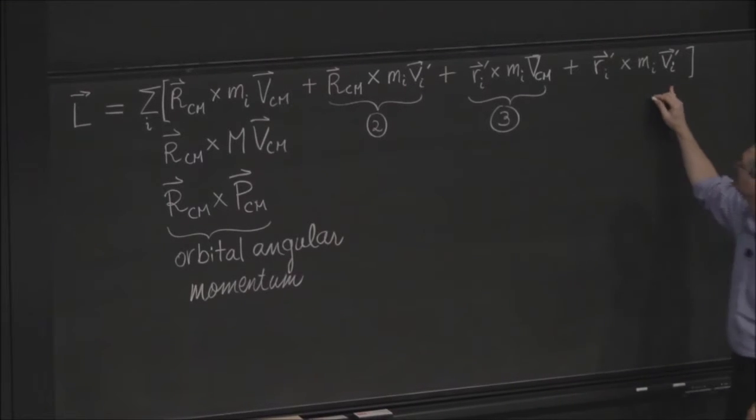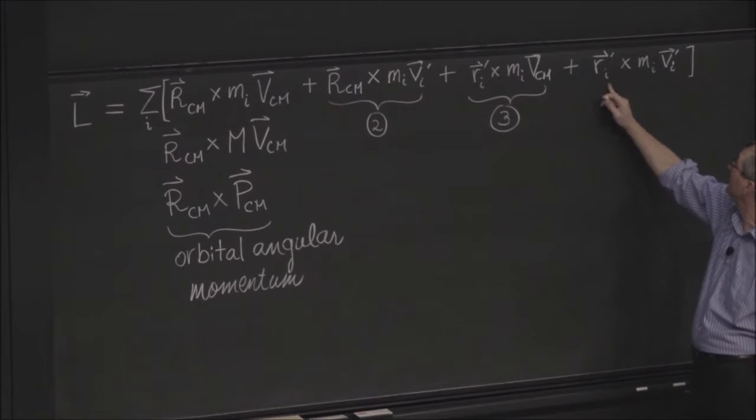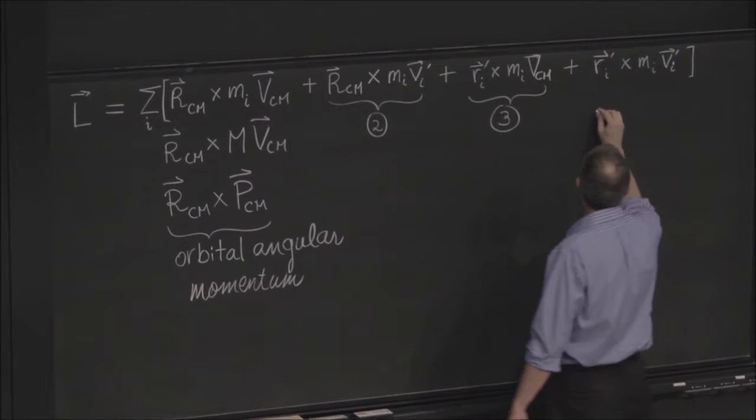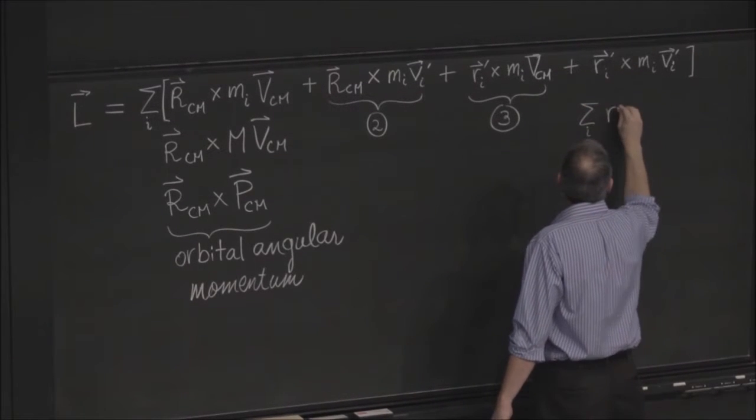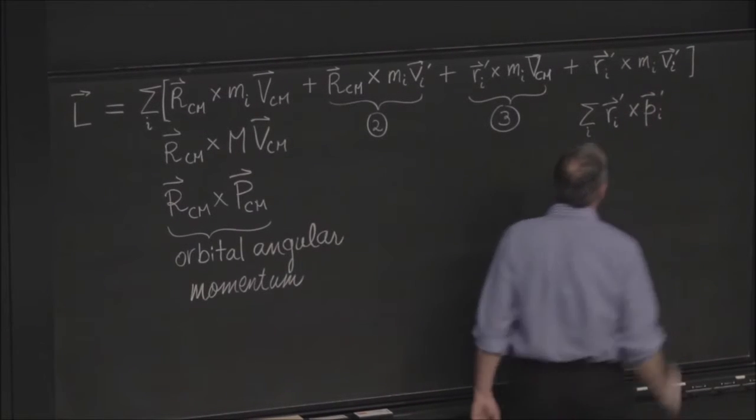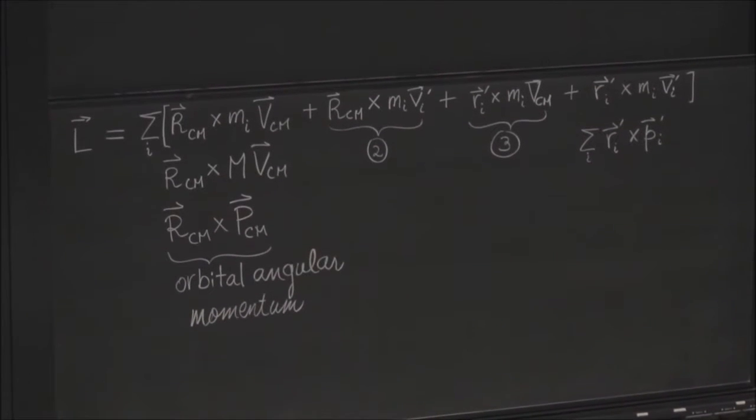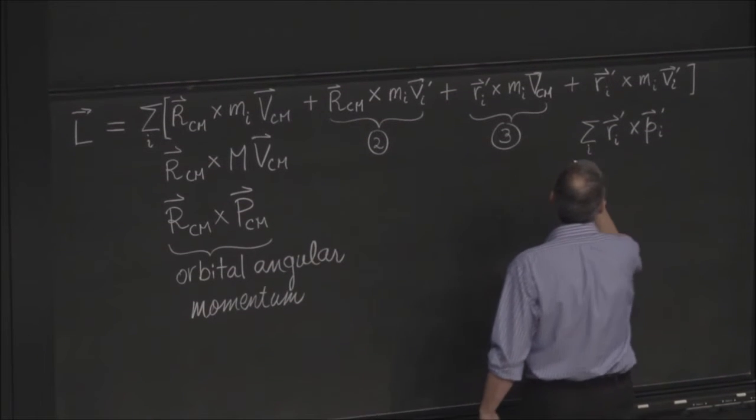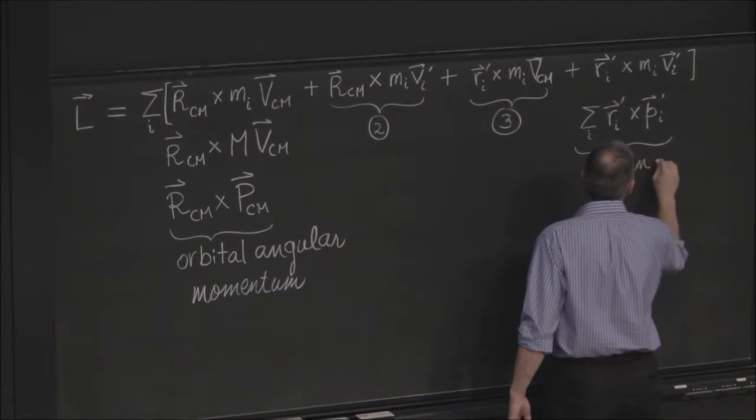But this one, I think, every term depends on I. There's no way to simplify that one. This one is just going to be the sum over I of R prime I cross P prime I. That is, everything in that term is measured with respect to the center of mass. Okay, and this fourth term is going to be called the spin angular momentum.